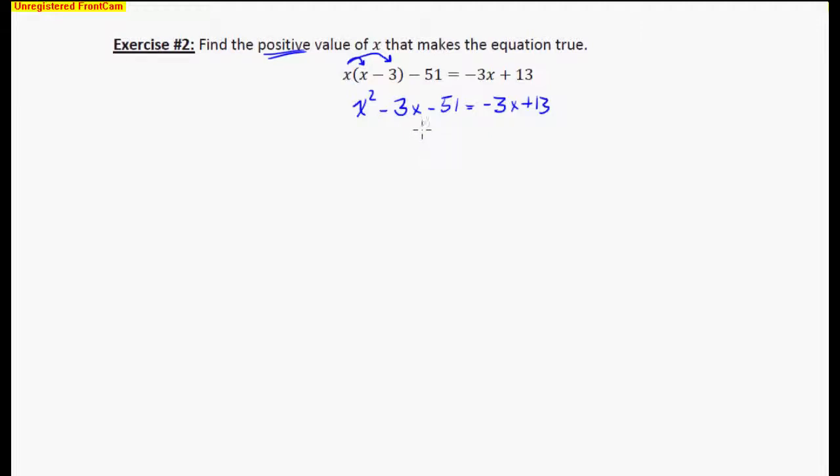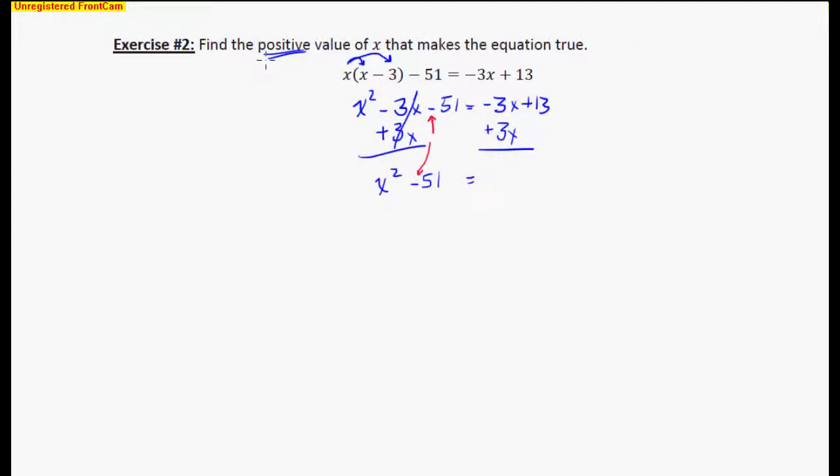Next step would be to get our x's together. So I'm going to take this negative 3x and I'm going to add 3x. And I'm going to add it to both sides of the equation. And draw in my line here. So these negative 3 plus 3, well, that's 0, so those go away. So all I'm left with here on the left is x squared minus 51. Make sure, I'm going to point this out, make sure you don't forget this minus sign is in front of the 51.